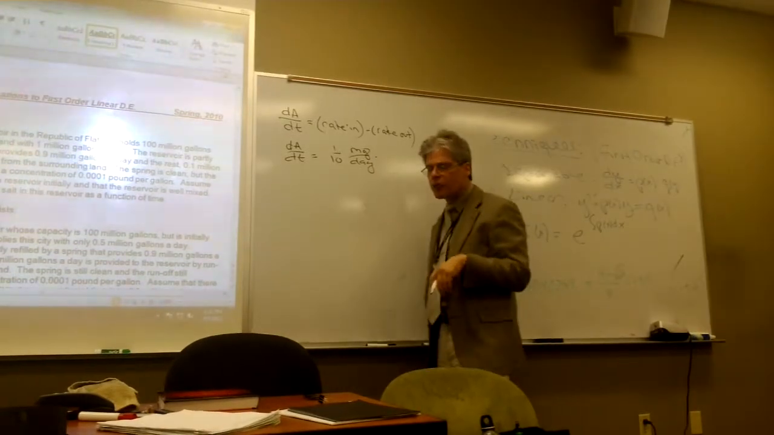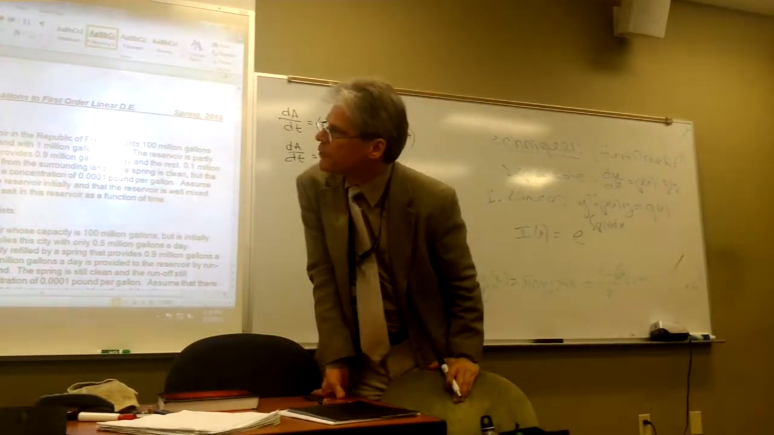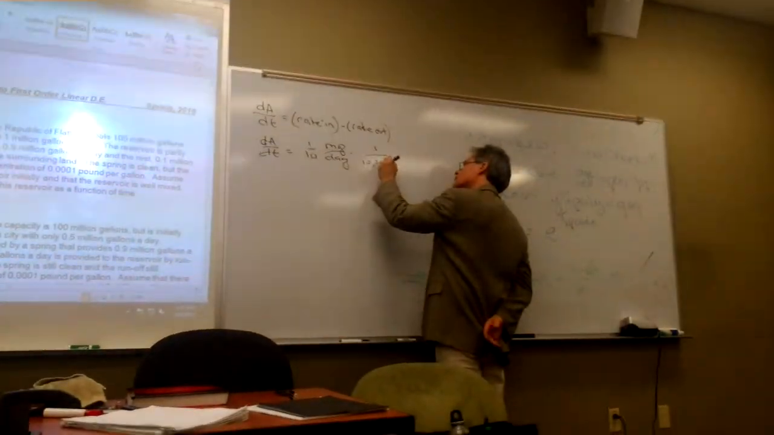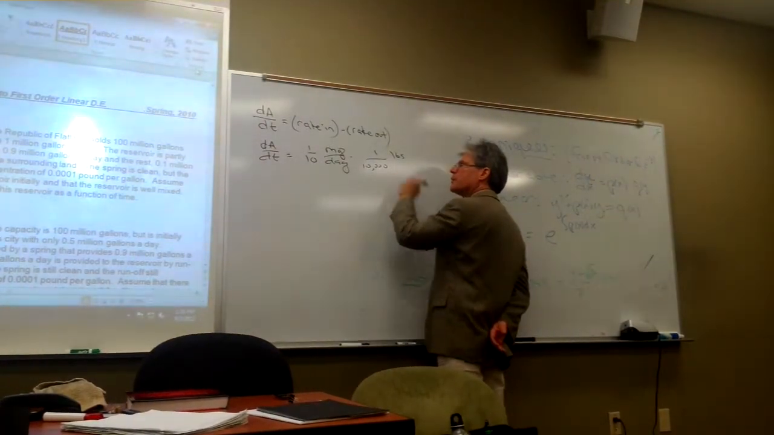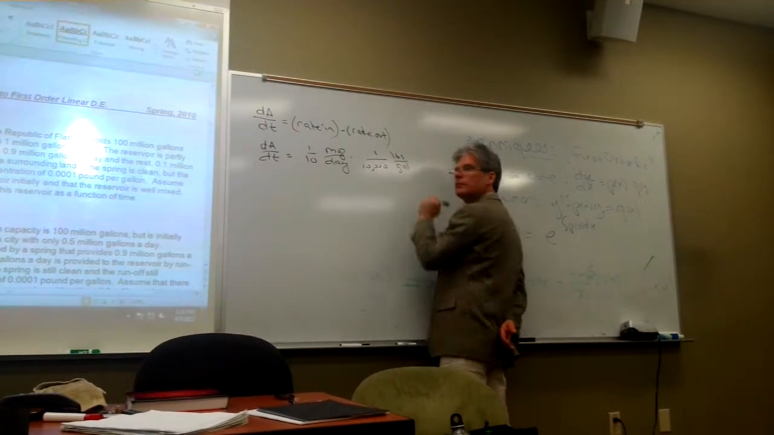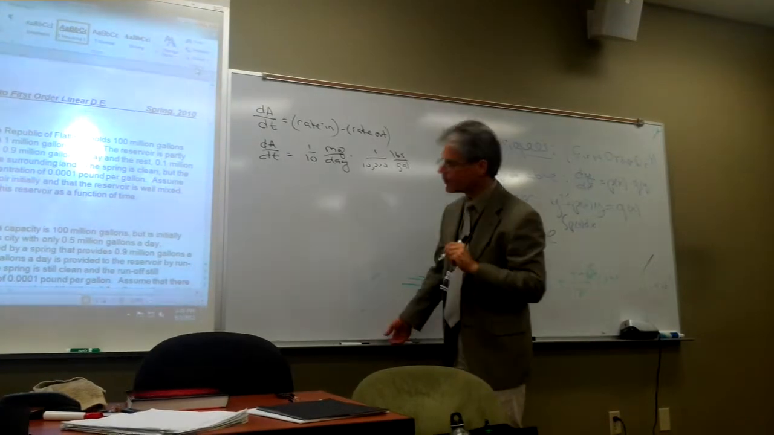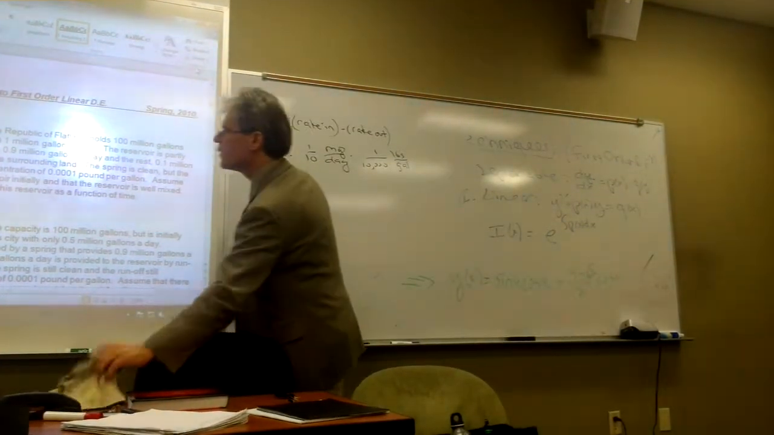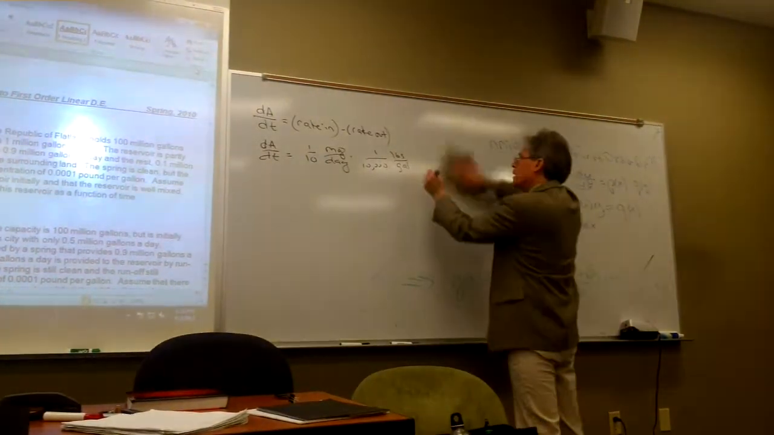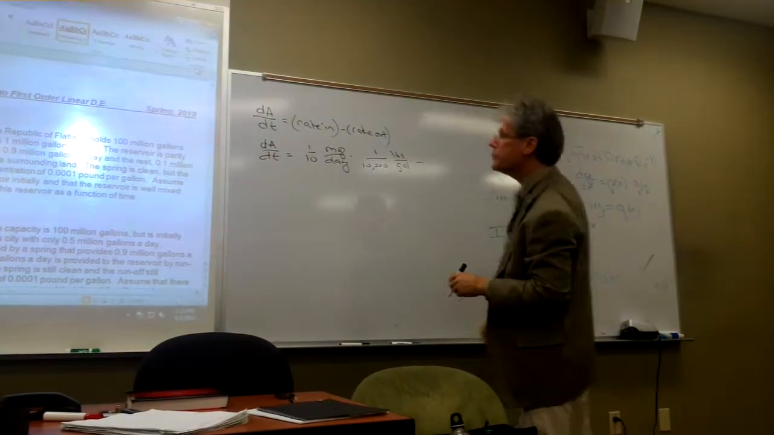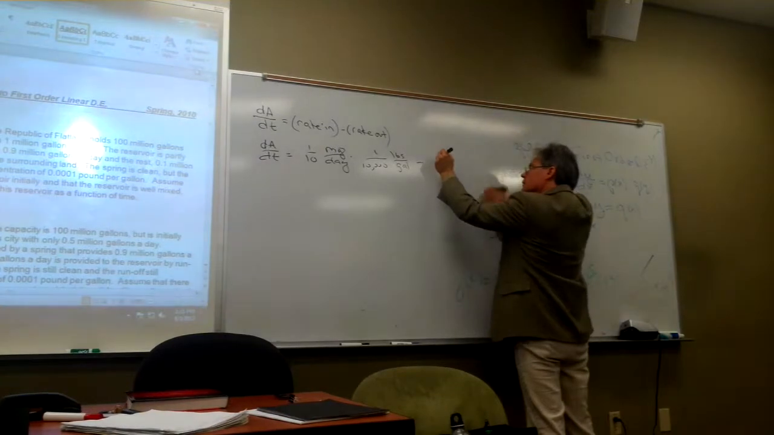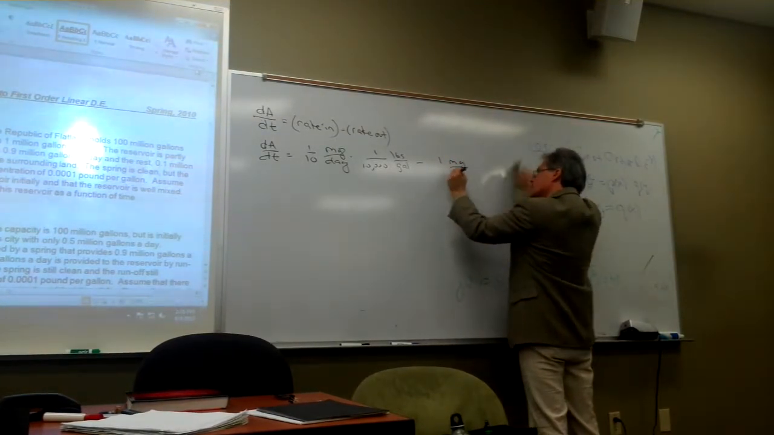Times the concentration of the salt in that particular amount of fluid, which is 1/10,000. Is it pounds per day? No, it's pounds per gallon. Thank you. Minus, I misspoke, sorry, minus the rate at which the salt is leaving the tank, and the rate of flow of fluid is going to be 1 million gallons per day.